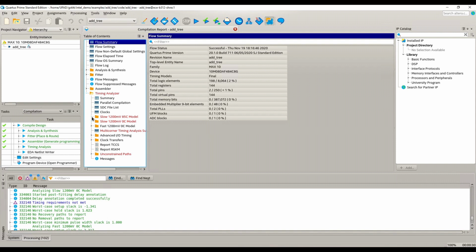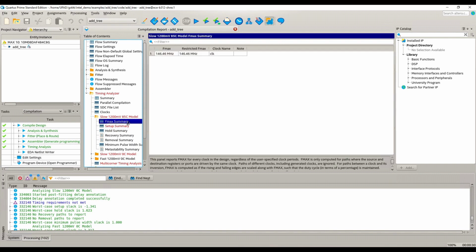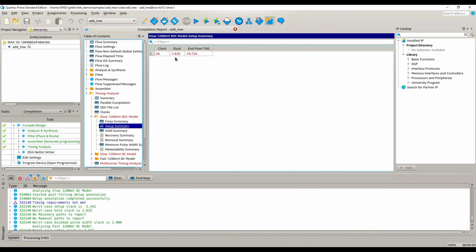So if we look at the worst case model, which would be the slow high temperature model, we see that its Fmax is 146 megahertz. So this means Quartus was not able to achieve the 200 megahertz clock that we were requesting. It could only do 146 megahertz, which is considerably less than that. And if we look at the setup summary, we see we have a negative setup slack of negative 1.8 nanoseconds, and our total negative slack is negative 19 nanoseconds. So we have some work to do to fix this.